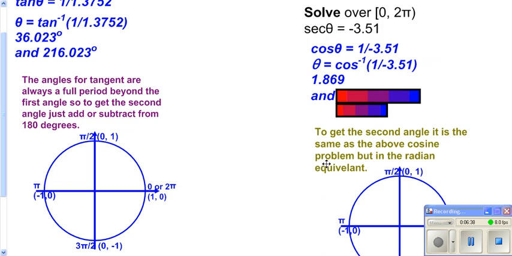Now, remember on the last slide we said when we're dealing with cosine, you just subtract your angle from 360. That's great when you're in the degree mode, but since we're in the radian mode, instead of subtracting our angle from 360, we'll subtract our angle from 2 pi. So you go 2 pi minus the angle you just had, and that gives us our 4.423.